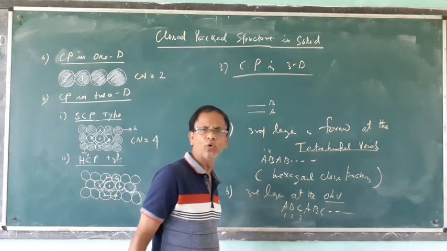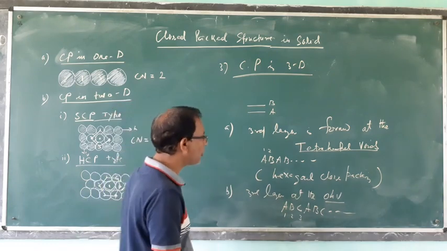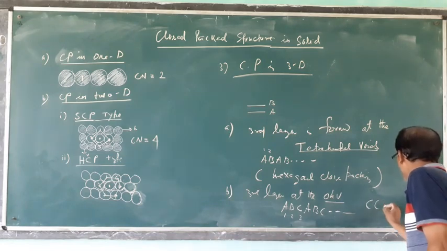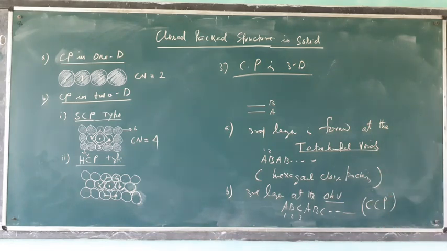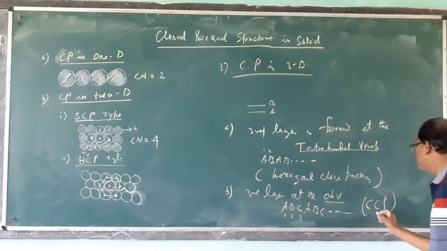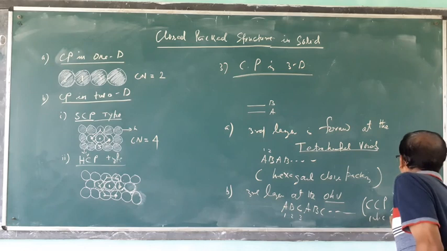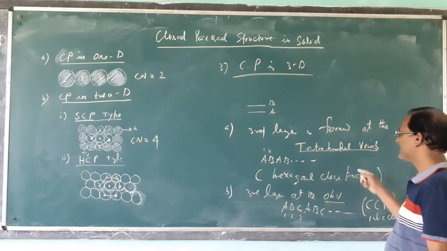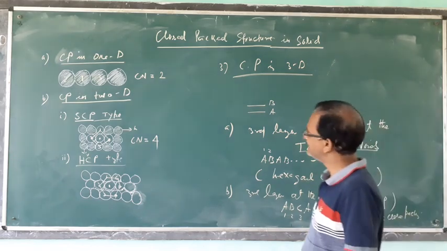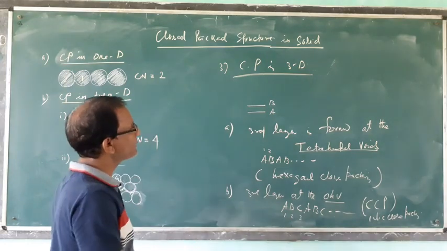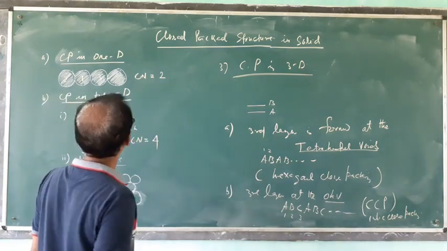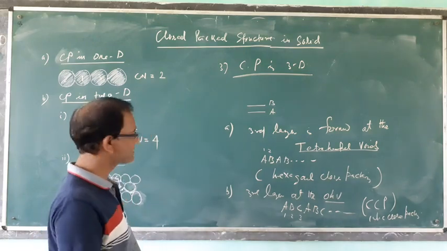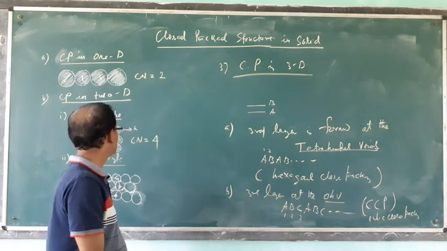So this type of close packing in three dimensions is called cubic close packing, CCP. So there are different types of close packing possible in crystals, CCP arrangement or hexagonal close packing, depending upon the selection of voids where you are placing the spheres. Thank you all.